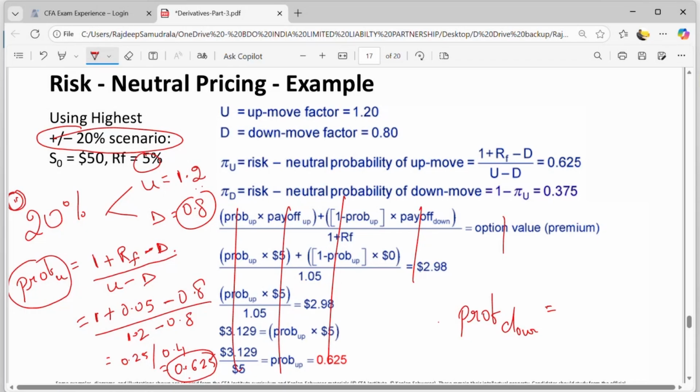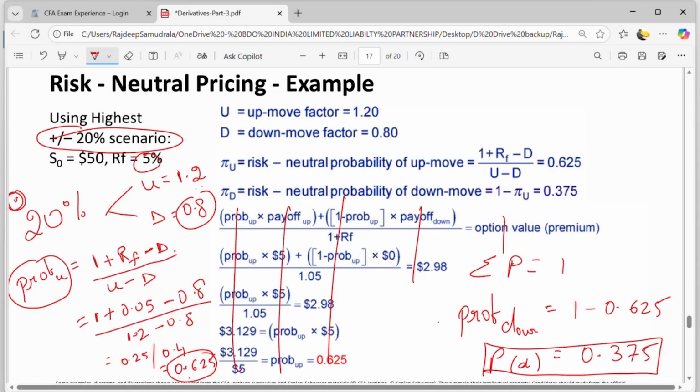Answer? 1 minus 62%. Brilliant. Everyone knows that probability is equal to 1, the sum of all probabilities, right? So if you give me the up probability, because I know we are in a binomial with two possibilities, then 1 minus 0.625 is going to be the probability of going down, which is 37.5%.